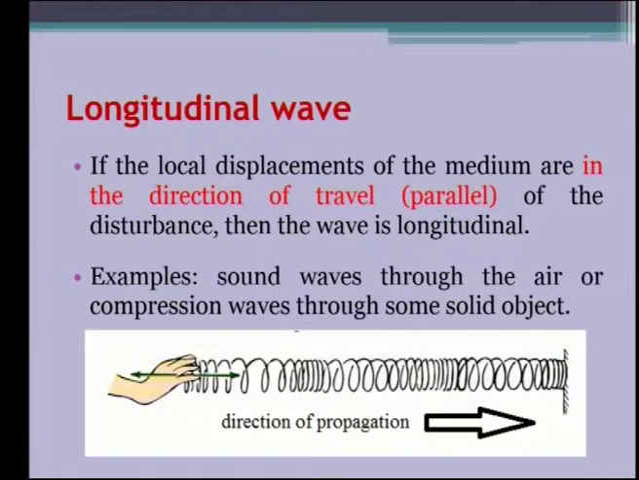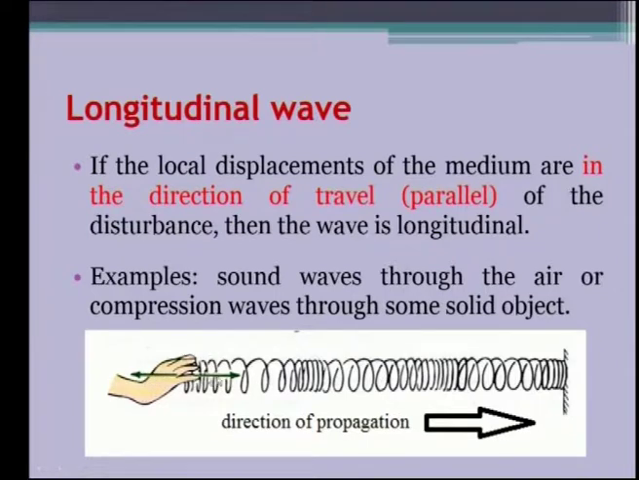First, let us see the definition for longitudinal wave. If the local displacements of the medium are in the direction of travel, which is parallel to that of the disturbance, then the wave is called a longitudinal wave. The example for such a wave is sound wave through air or compression waves through some solid objects, and here it is illustrated. The wave is propagating in the x direction and it is marked here with this arrow mark, and the vibration is also in the same direction.